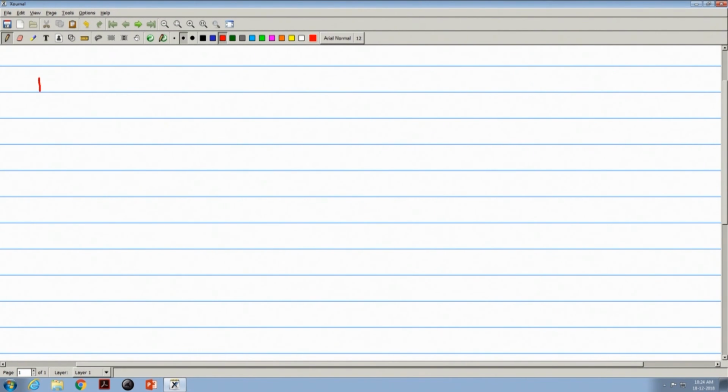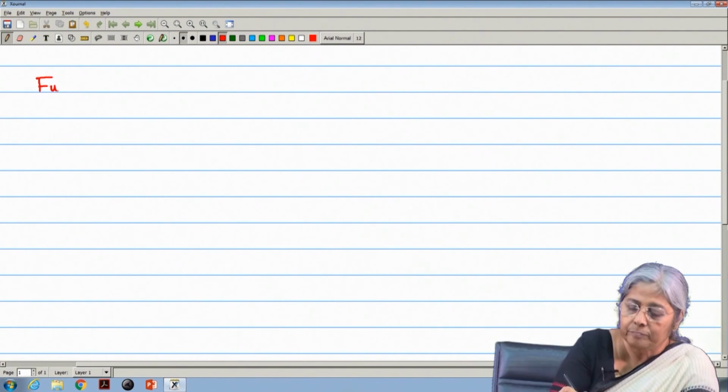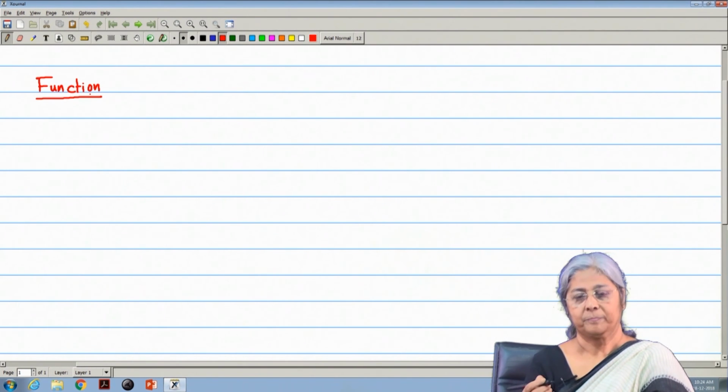Now we have read the fundamentals of set. We know what we actually mean by the term set, and the different set operations and laws that we can apply on sets. So, today we will read the function. First I give the idea of function.